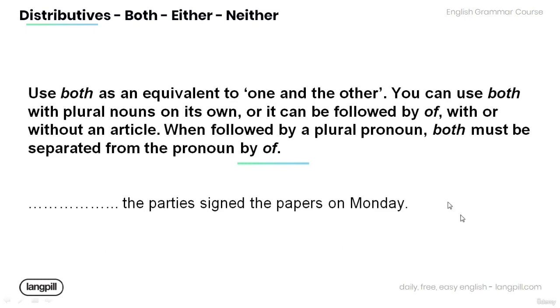Now, read the following sentence and fill in the blank using the appropriate distributive. The parties signed the papers on Monday.